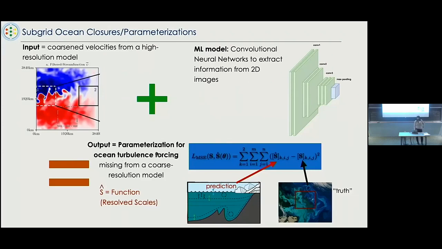What we're going to do is learn a closure or a parameterization only based on the coarse resolution. To do that, we need to minimize a loss function. This is the equation over here. We're looking for a prediction, S hat, which is the representation of the turbulent forcing that we're missing at coarse resolution, given the truth that we diagnose directly from data using the procedure I showed you before. We take a climate model, we coarse grain it, we end up with an S term that we diagnose directly from the data, and we learn an approximation S hat for that S term. So we're going to come up with a prediction that only depends on the coarse resolution field. In our case, it's going to be the velocity.